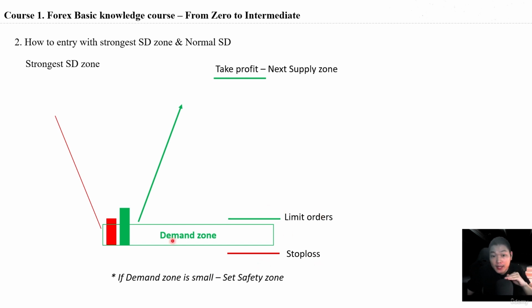If the supply and demand zone is quite small because they have the base inside of supply and demand, you can set the safety zones to cover the stop loss. To avoid some of the high fluctuations in the markets that can hit your stop loss, take profits in the next supply zone. That is the best way of trading with the supply and demand zone.